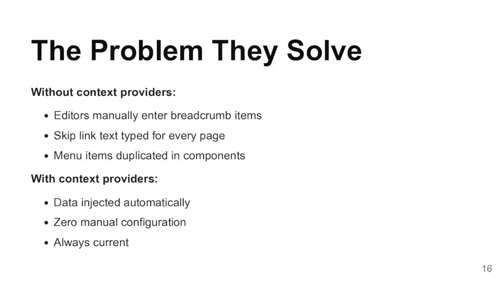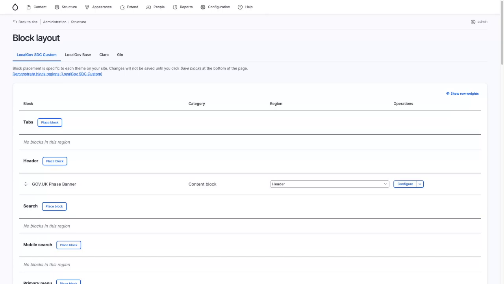Some gov.uk components are structural. They appear in specific regions of every page rather than in the main content area. For these, we generate block content types instead of paragraphs. This lets site builders place them in theme regions using Drupal's block system.